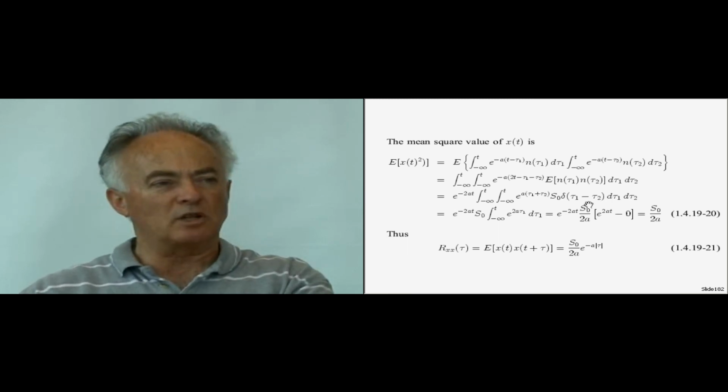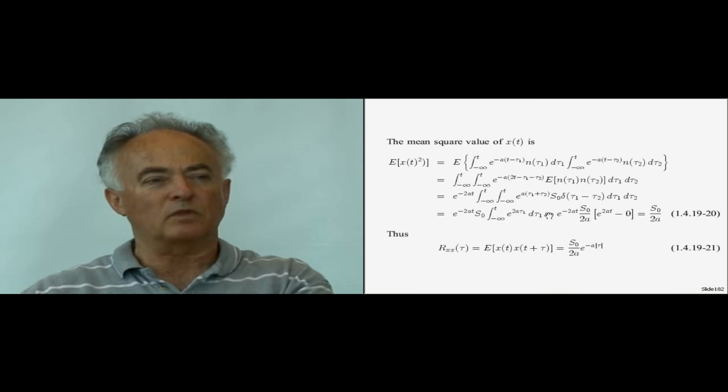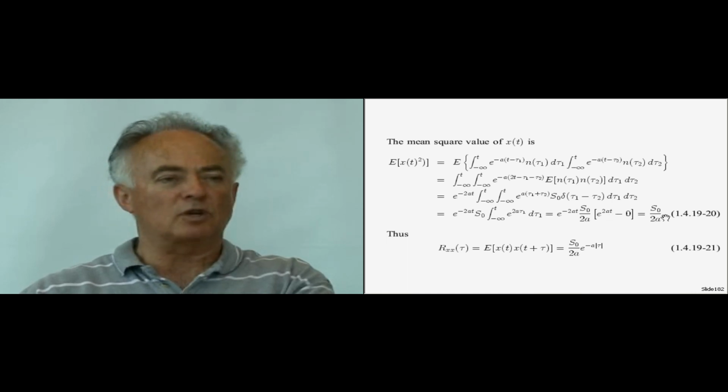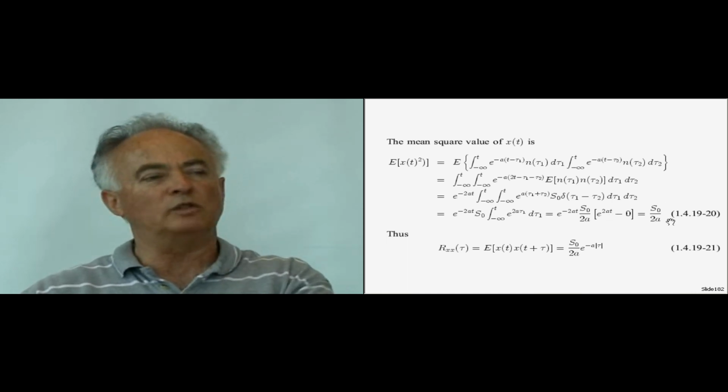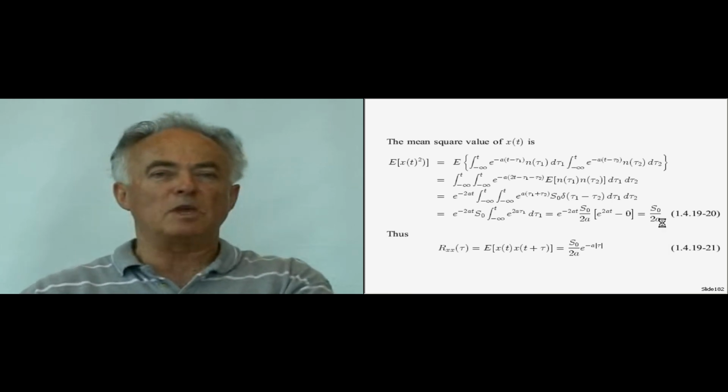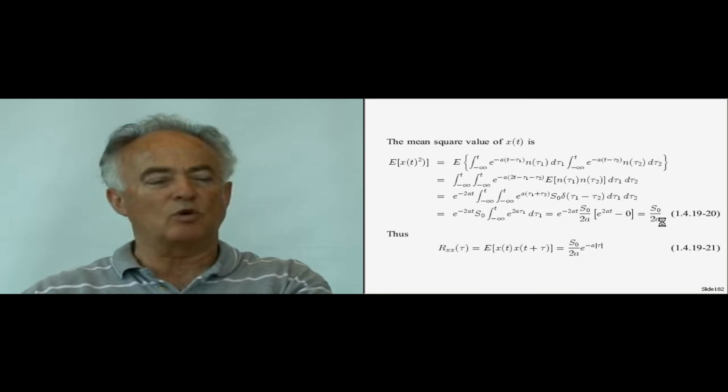So we have a single integral, S0 is constant, goes out, tau 2 is replaced by tau 1, so e to the 2a tau 1 d tau 1, which can be integrated from minus infinity to plus infinity very easily and gives us S0 over 2a. So this is now the expression of the mean square value of the process xt, or its average power.